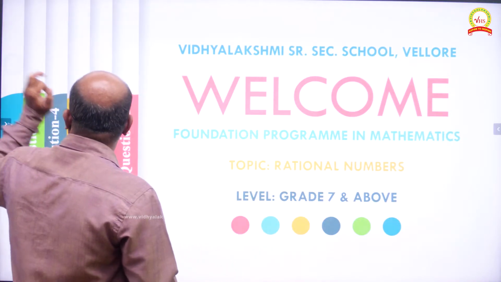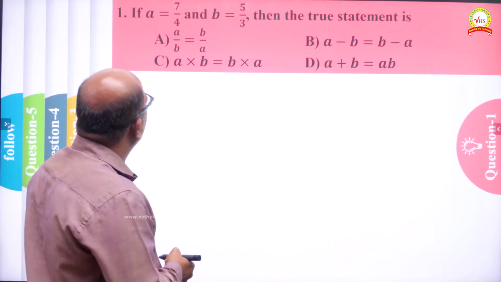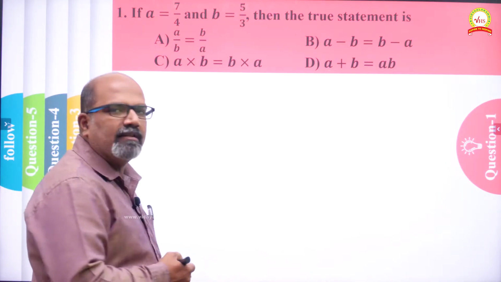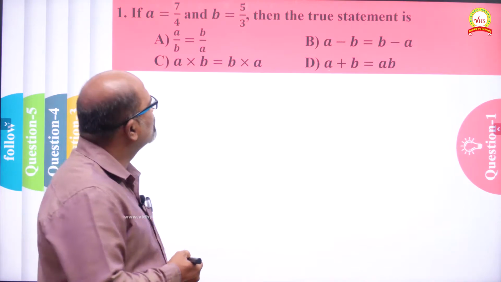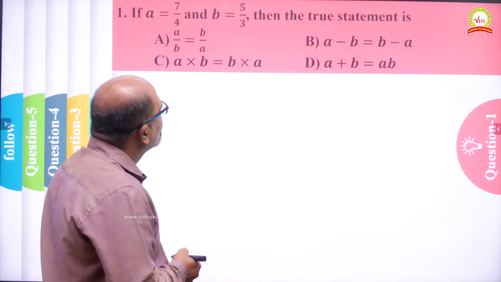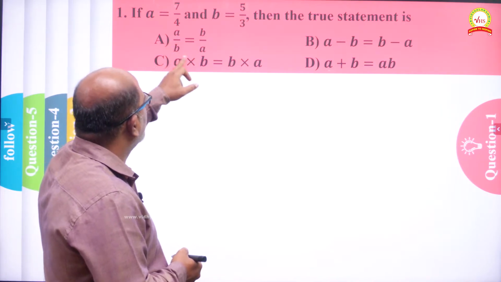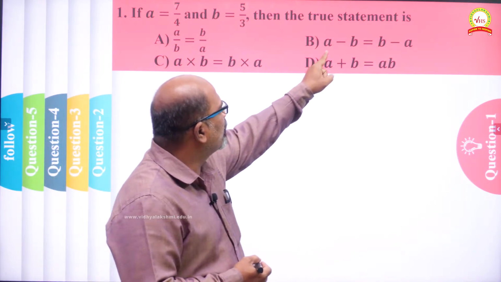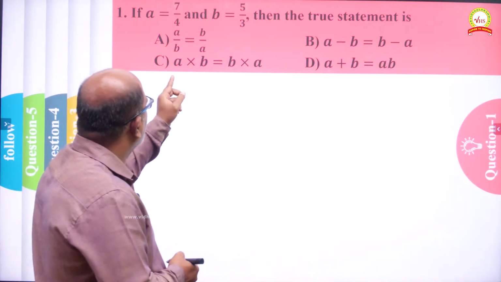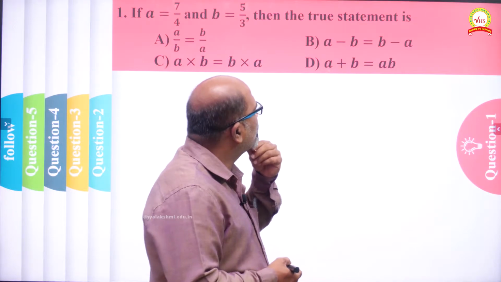Our first question, you can see here: if a is equal to 7 by 4, a rational number given here, and b equal to 5 by 3, another rational number given here, then find the true statement. First option: A by B equal to B by A. Second option: A minus B equal to B minus A. Third option: A into B equal to B into A. And fourth option: A plus B equal to AB.